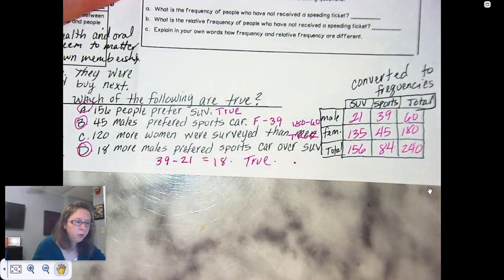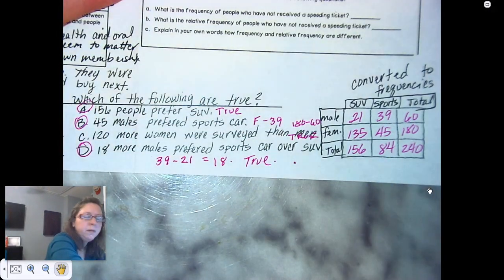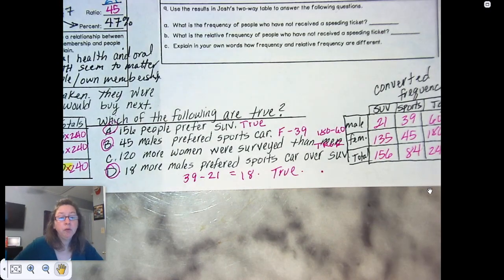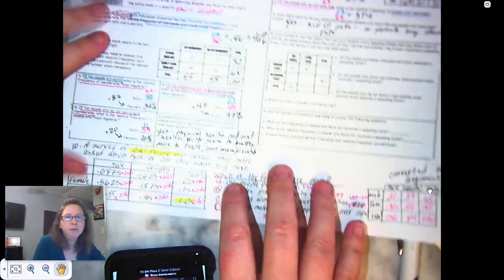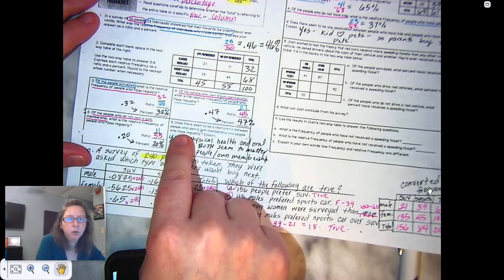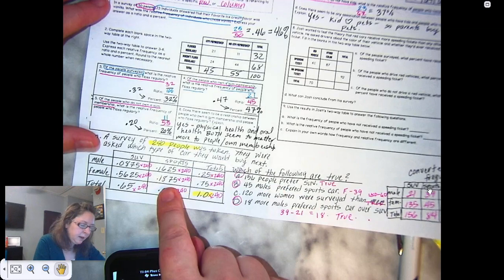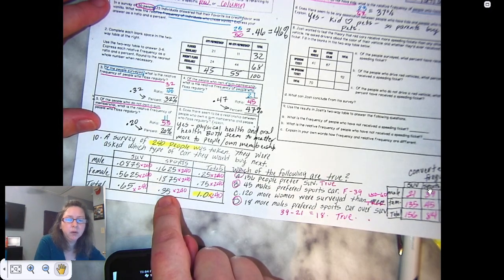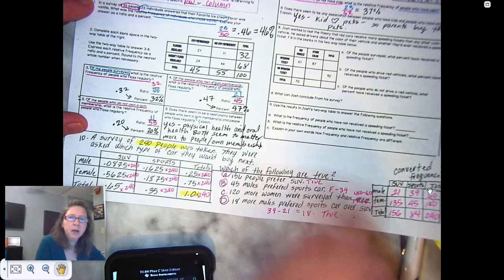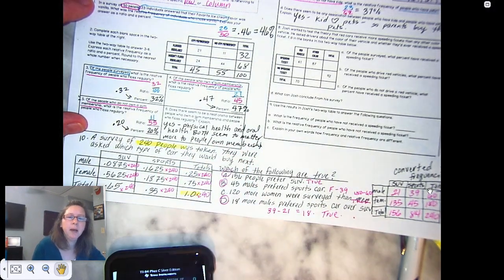If you were taking an exam, more than likely only one of these would have been true, and you would just need to figure out which one of them is true. But this is how we will be using relative frequency. We need to be able to convert to relative frequency to answer questions, as well as take a relative frequency table and convert it back to frequency. We've got to be able to go back and forth.